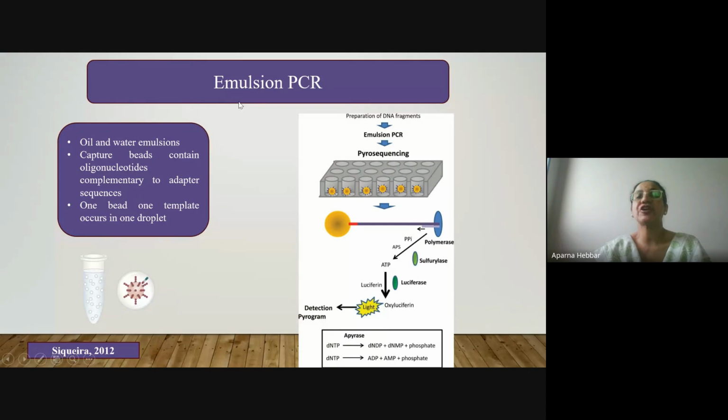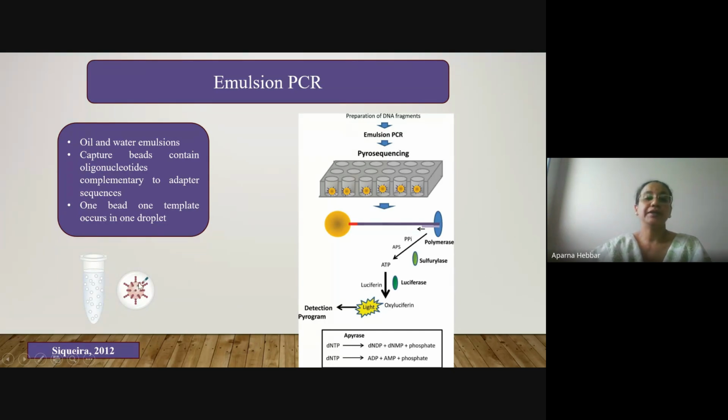Emulsion is nothing but a mixture of oil and water, where capture beads are used, which have oligonucleotides complementary to the adapter sequence. Here, this is a picture of an oil and water emulsion. This is the water-in-oil droplet technique. So here, the oil and water emulsion will be agitated so that each droplet has one bead, and on that bead the primer is attached, and complementary to that primer, the adapter and DNA fragment will be bound.